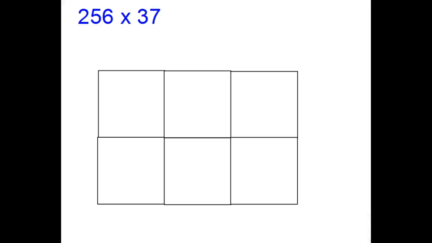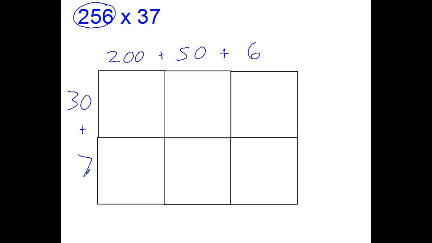Okay. Taking a half step up here because we now went to a 3-digit number times a 2-digit number. It's going to work exactly the same way. My 256 is really 200 plus 50 plus 6. And on this side, I've got 30 plus 7. Same exact kind of thing we just did on the 2 by 2 digit.